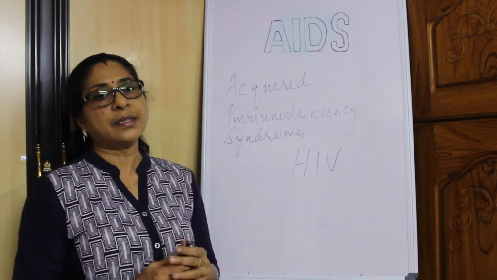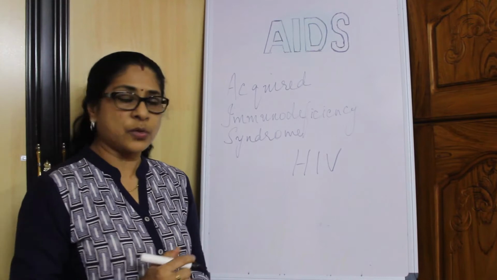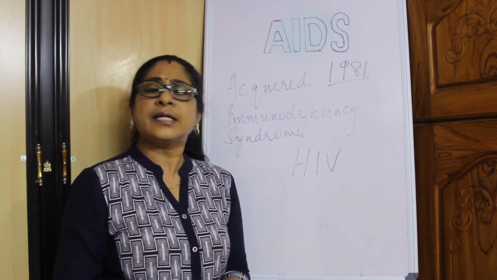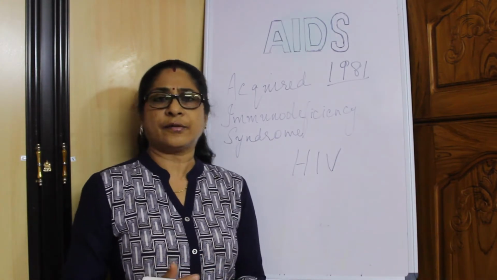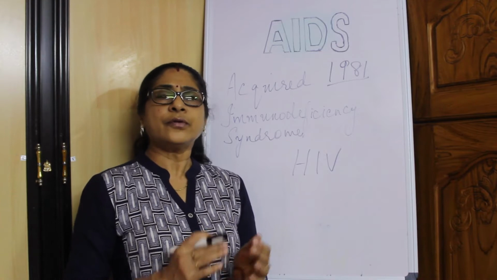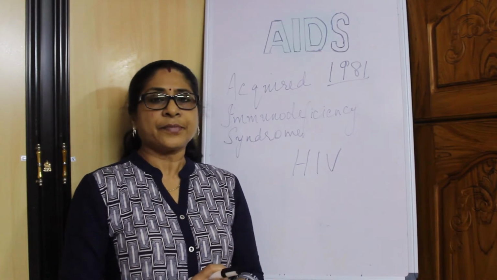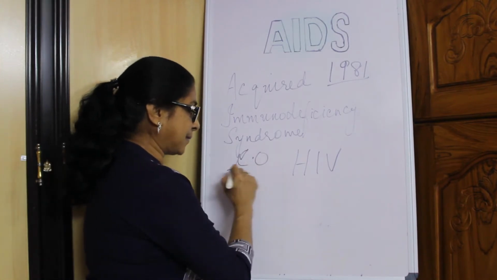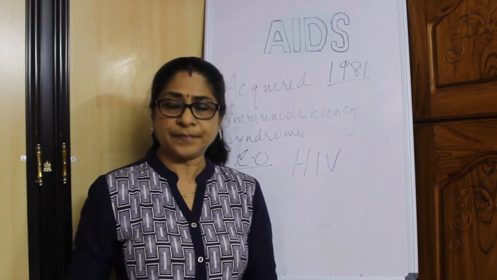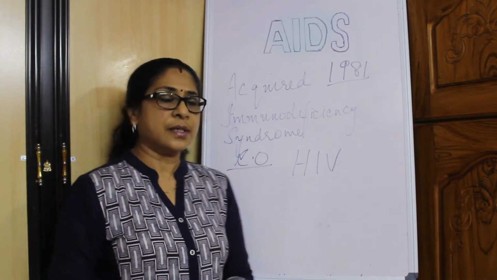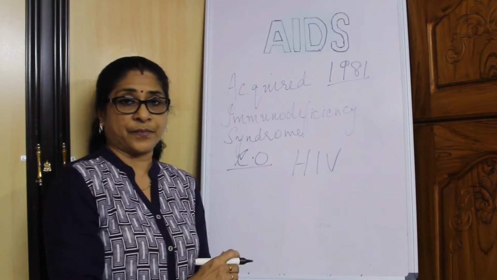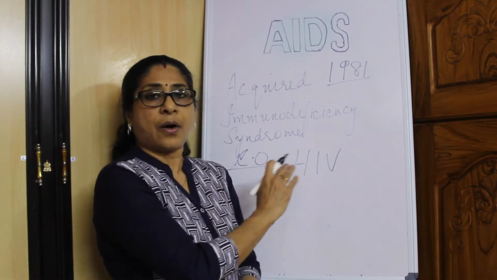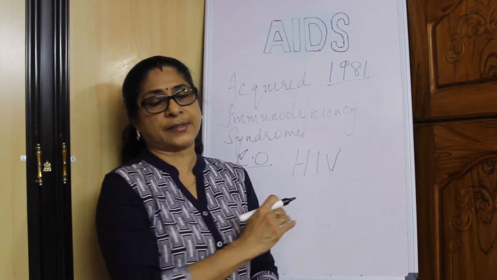Now this particular disease was first reported in 1981. So it's a relatively very recent kind of disease, and if you look at the evolution of this disease, let me first talk about the mode of transmission. The causative organism. The causative organism for this particular disease is HIV, or human immunodeficiency virus, or the human immunovirus.